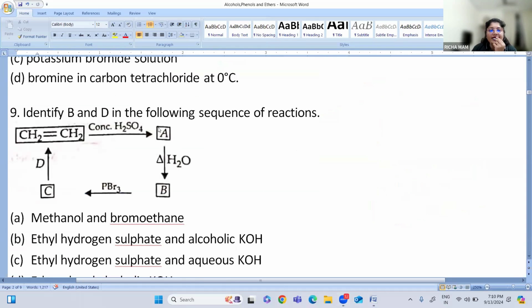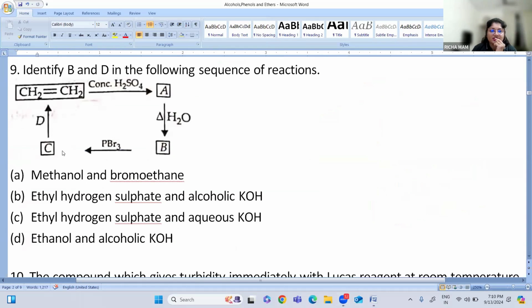Identify B and D in the following sequence of reactions. This is the reaction going on, and you have to find out what B and D are. A, methanol and bromoethane. B, ethyl hydrogen sulfate and alcoholic KOH. C, ethyl hydrogen sulfate and aqueous KOH. D, ethanol and alcoholic KOH. So ethene is there, this is our ethene.